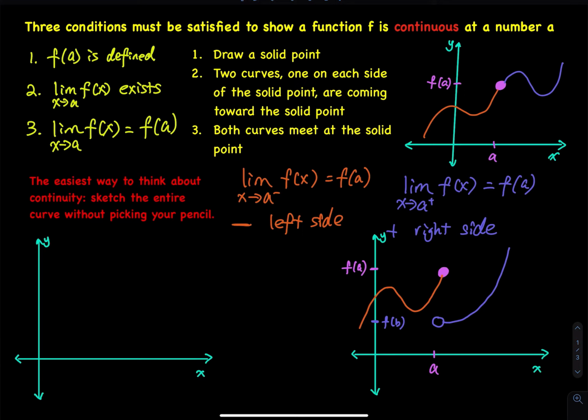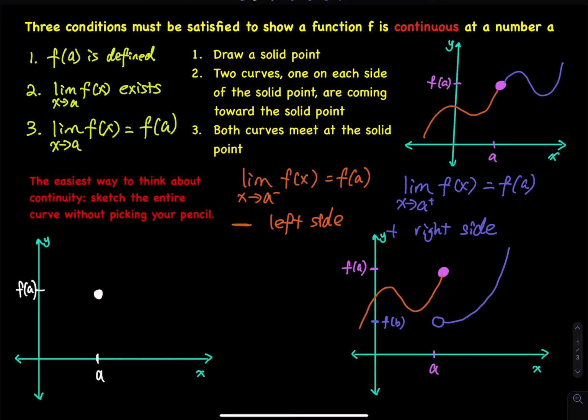So let's draw a new picture. So I have a graph down here. So number one, f of a is defined. You just draw a point. So let's just draw a point like right over here. And then when x is equal to a, y is equal to f of a. So this is a solid point. And then number two, you need to have two curves, one on the left, one on the right, and they are coming toward the point.